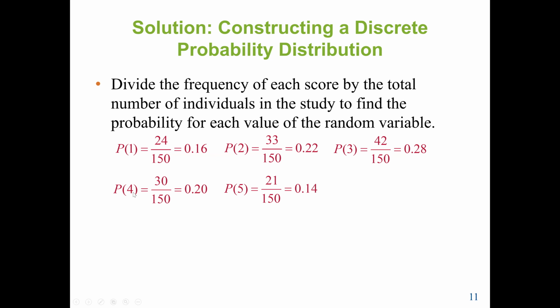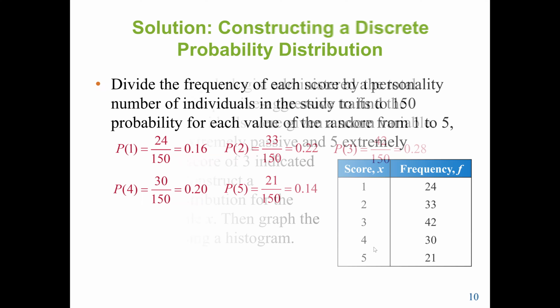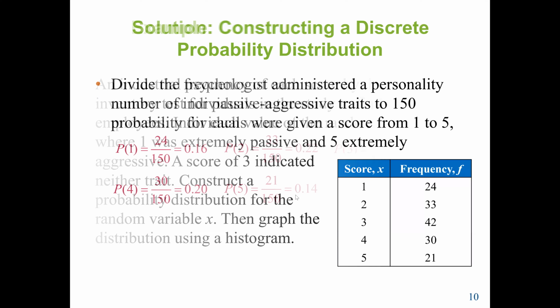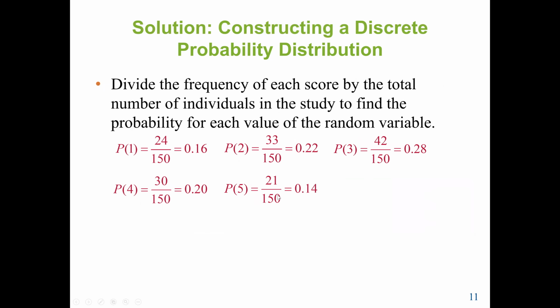The probability of score 4 is 30 over 150. And we can check. The frequency of score 4 is 30. The frequency of score 5 is 21. If we add all these values again, we get 150. So that will be our probability values. Now we check. There is no answer negative or greater than 1. We can see that all the probability values are between 0 and 1.